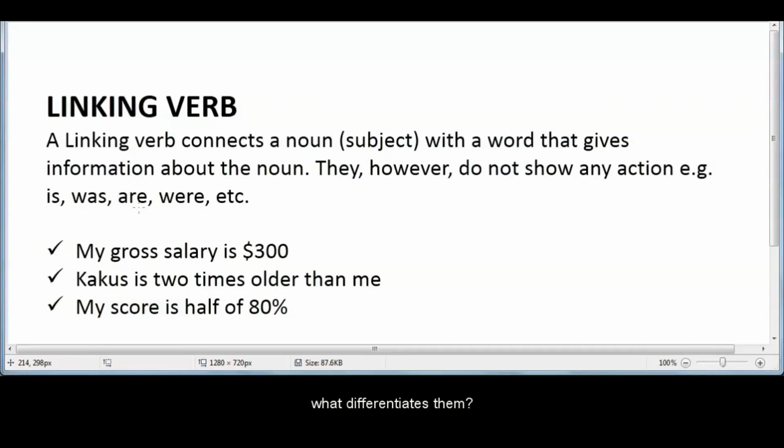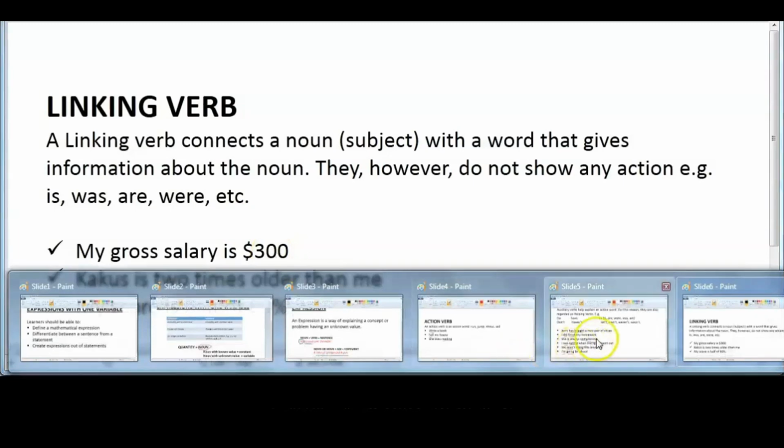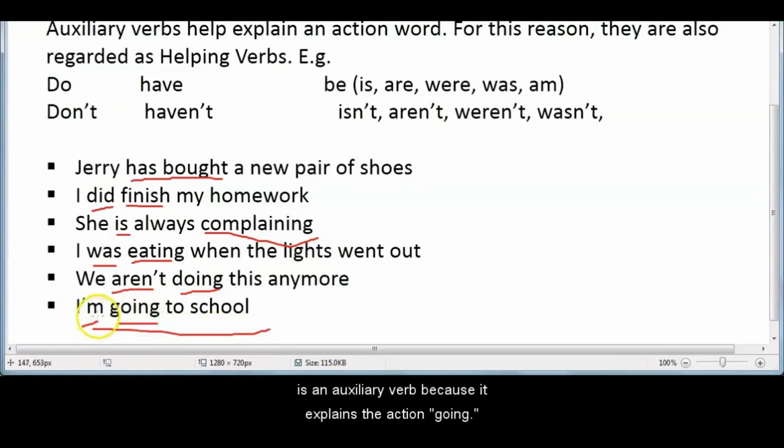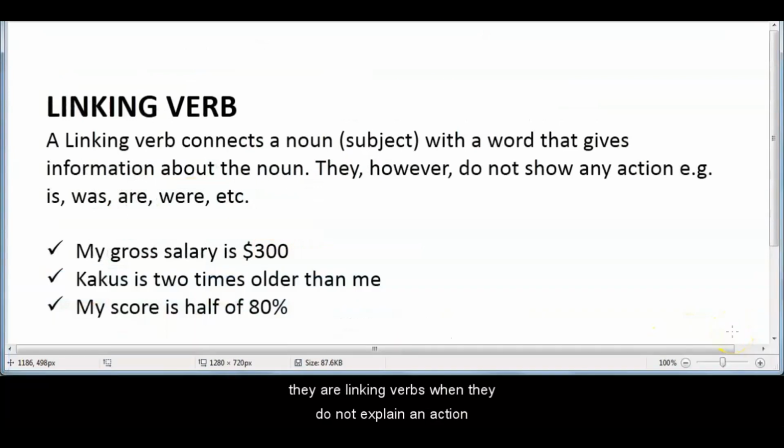So what differentiates them? How can we identify when they are auxiliary or linking verbs? They are auxiliary verbs when they explain an action, as in, I'm going to school, for example. Am is an auxiliary verb because it explains the action word going. But they are linking verbs when they do not explain an action, but merely explain the condition of a noun.